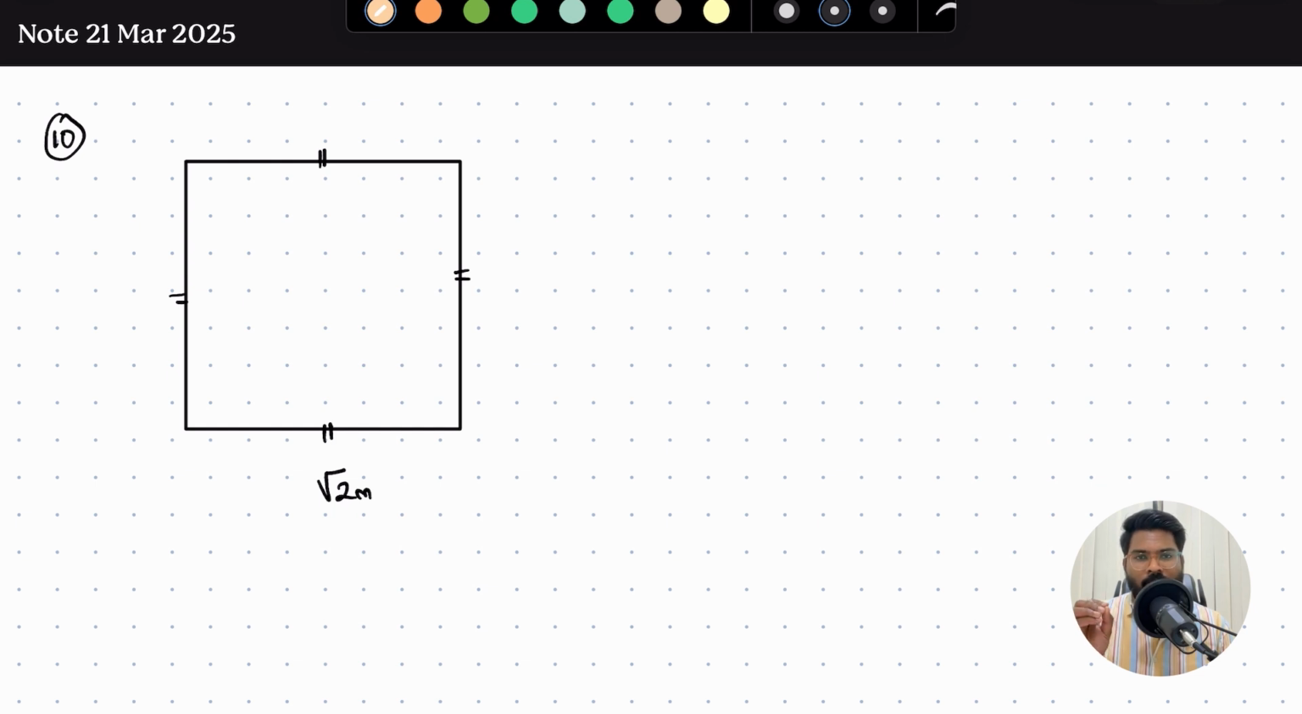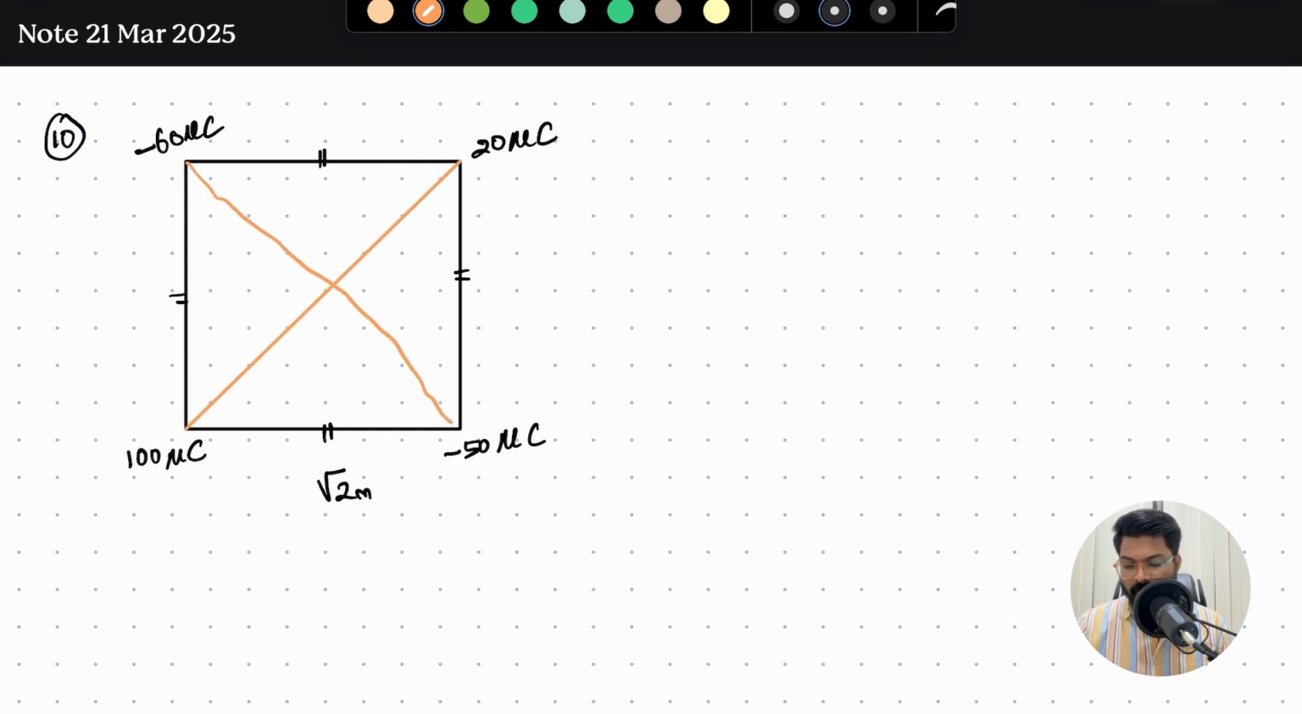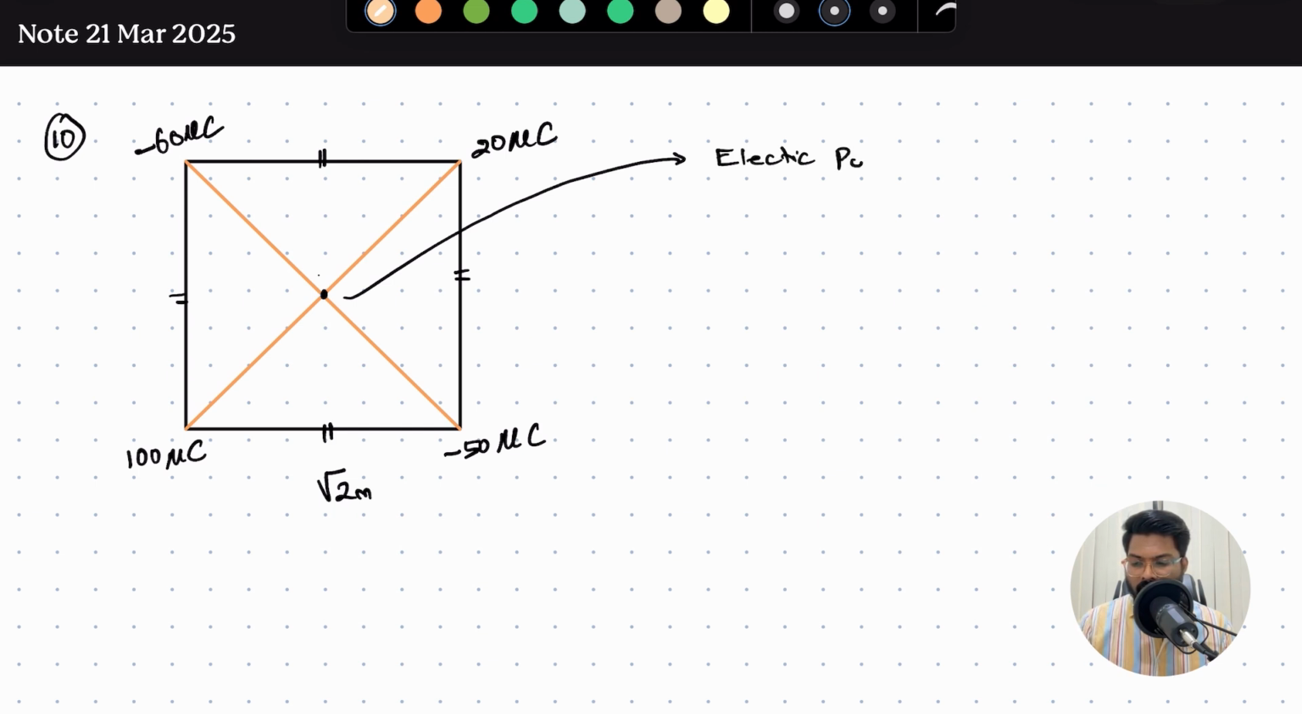And we have charges on all four corners of the square, and they are like this: 100 microcoulomb, minus 50 microcoulomb, 20 microcoulomb, and then minus 60 microcoulomb. Now let's say we are joining the diagonals of the square like this. The question is, what will be the electric potential at this center?